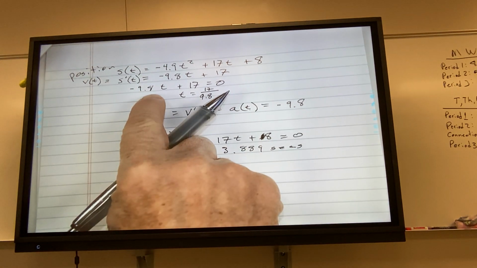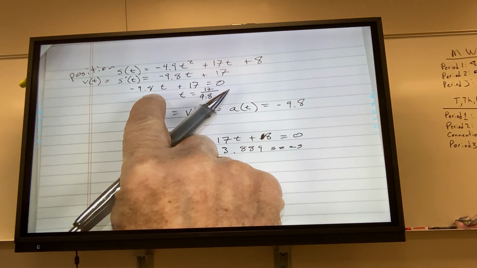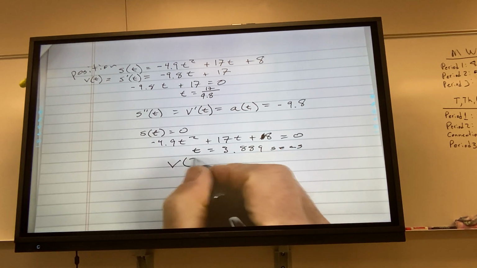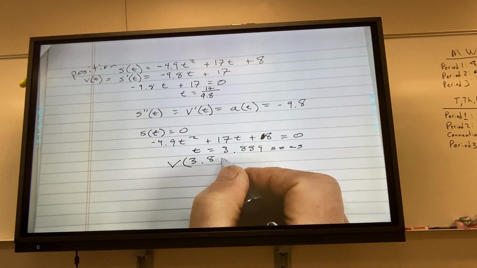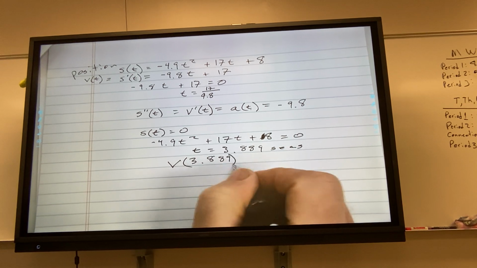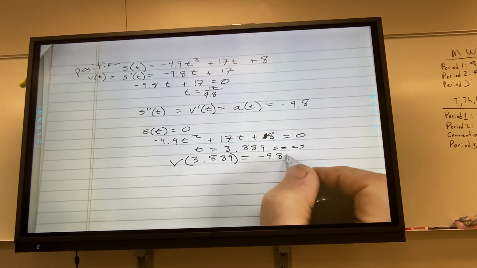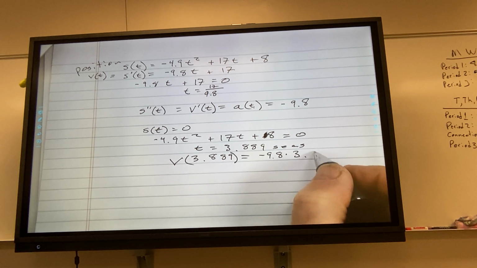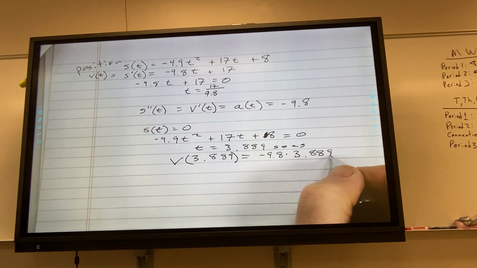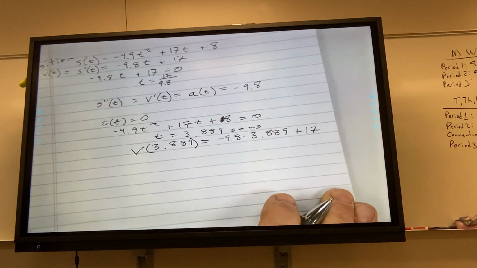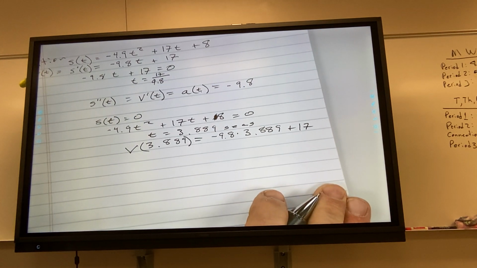3.889 into here? My velocity function? Yeah. So put that into my velocity function. So I'd have a negative 9.8 times 3.889 plus 17, correct? Everybody agree?